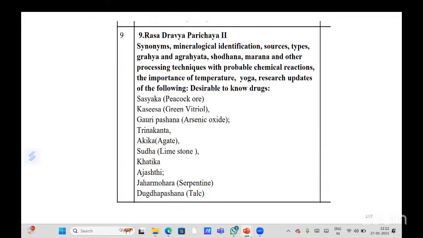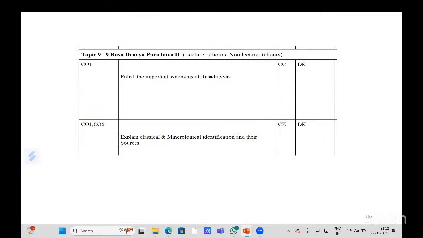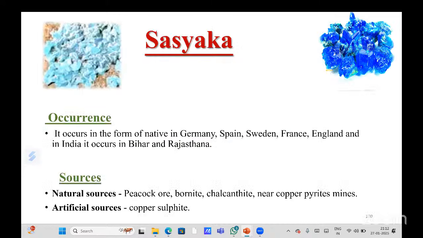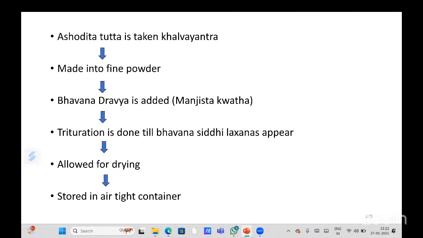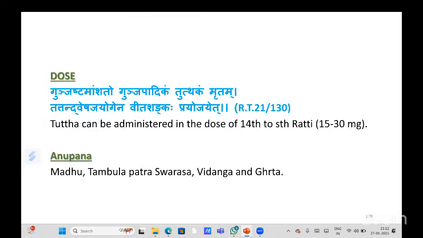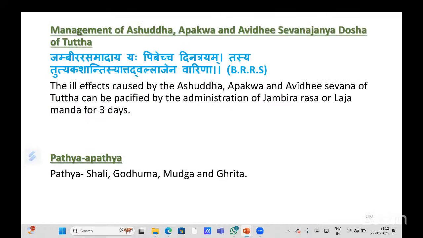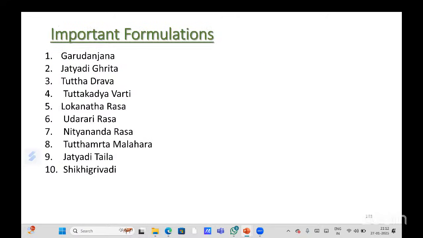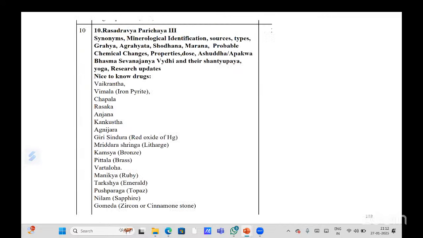Similar way, the syllabus point number 8 drugs you have to go through like individual drug occurrence, sources, synonyms, types, Grahya Lakshana, Shodhana, Marana, then Basma properties, dose, Anupana, management of Ashuddha, Apakva, Avidhi Sevanajanya doshas, and Pathya with formulations. Okay. Similar way, syllabus point number 10 again, Shodhana, Marana must know, remaining are desired and nice to know.